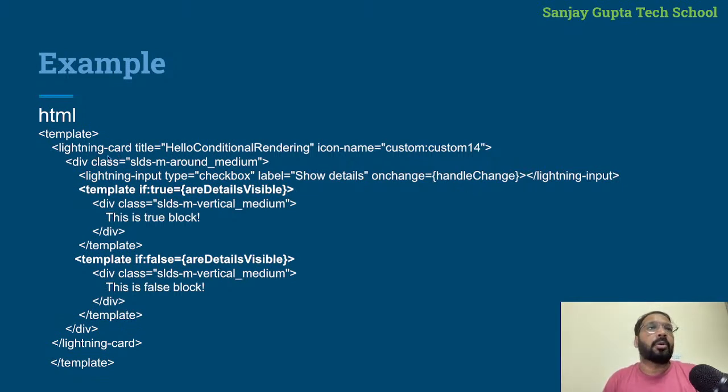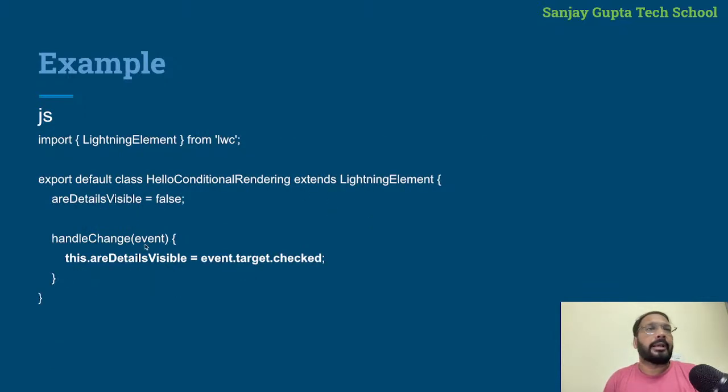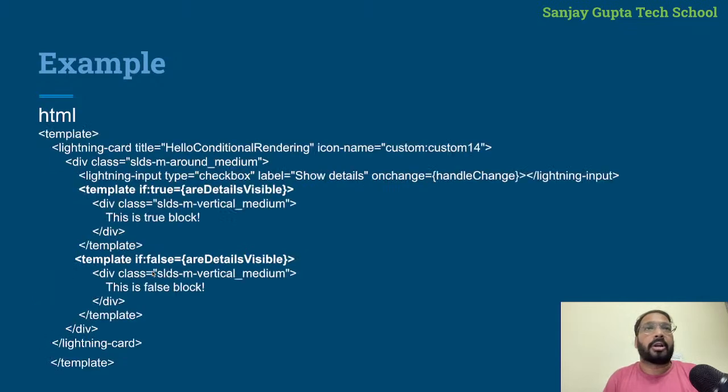And here in this code we are using lightning card as well. It is another Lightning specific component, right? So you can also implement this code on your own, and whenever you change that checkbox, if it is checked, it will be assigned true. If it is unchecked, it will automatically have false. So accordingly your true and false block will be rendered on the UI.